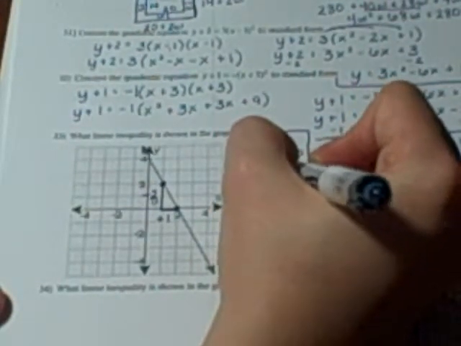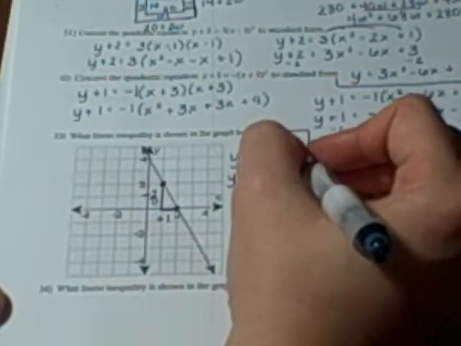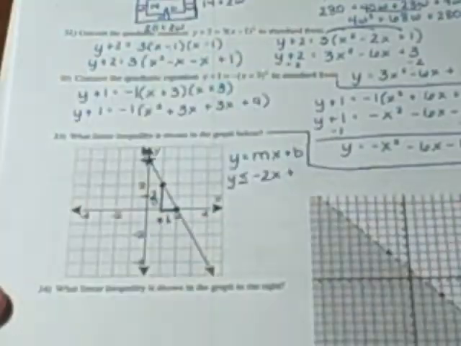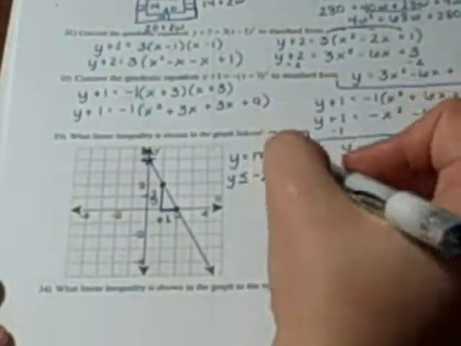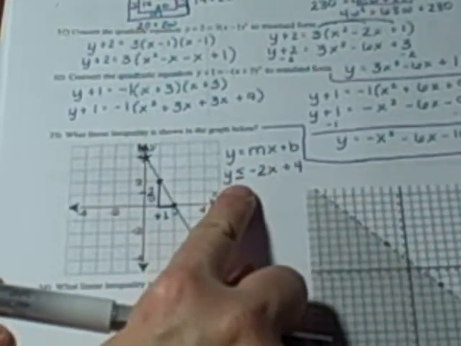Leave the x in there, plus, and then b represents the y-intercept. The y-intercept is this point right here, where it crosses the y-axis. And in this case, that y-intercept is 4. So our linear inequality is y is less than or equal to negative 2x plus 4.